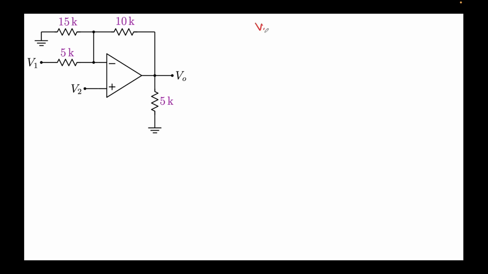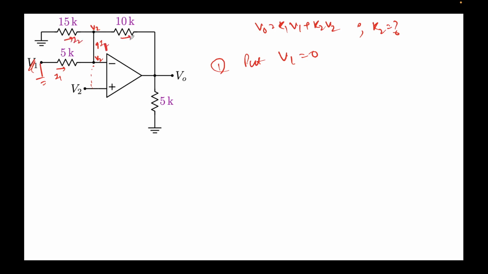So to find K2, I'll write again V0 equal to K1 V1 plus K2 V2. K2 is what? So in this case we put V1 to be 0, right? This means you ground this. And again we apply the same rules that we had. So this is the virtual ground. So this will be potential V2, and this will also be V2. Again, no current can flow in either here. So again I'll write the KCL. So this is I1, same current I1 will flow here. Sorry, this is I1, this is I2, and this is I3.